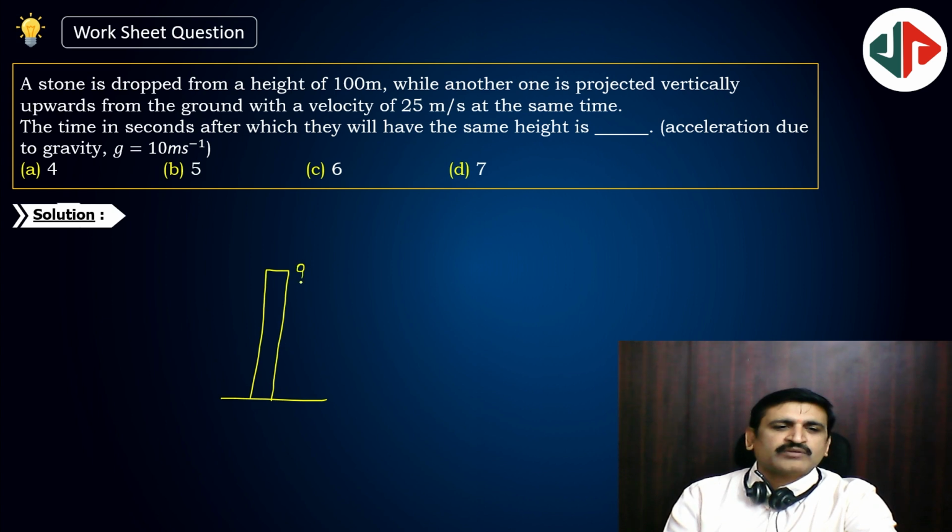One is dropped, while another stone is projected vertically up. They are meeting, then only we can say that they are at the same height, right? So meeting time is h by u, right? H is 100 meters, u is 25, that is equal to 4 seconds. After 4 seconds they are going to meet, that is the meeting time.